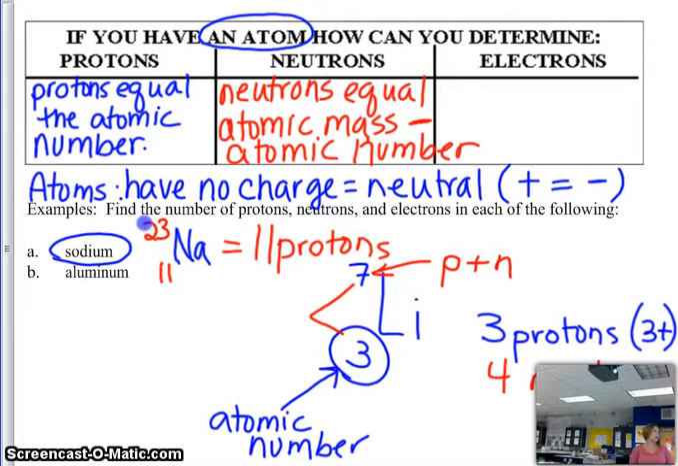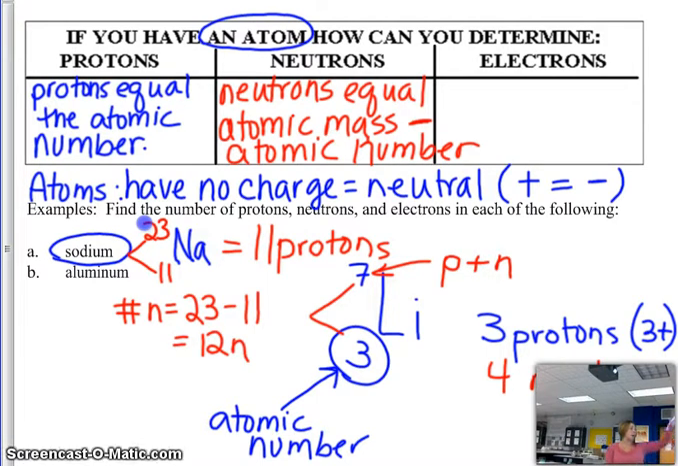And then to get our neutrons, we would just subtract. Number of neutrons equals 23 minus 11, which gives us 12 neutrons. So our neutrons equal the atomic mass minus the atomic number. If the atomic mass is given, make sure you use the given atomic mass because it can be different than what's in the table. But if the atomic mass is not given, then you need to look it up on the table.